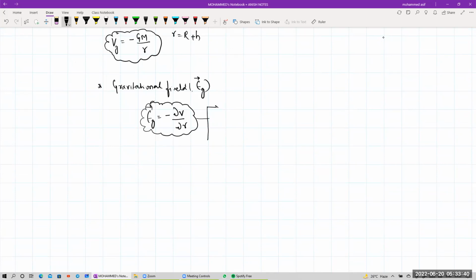If I'm talking about the gravitational field along the x-axis, this will be equal to minus the partial differentiation of the potential with respect to dou x. If I'm talking about the gravitational field along the y-axis, that will be equal to minus dou v divided by dou y. In the same way, along the z-axis, that will be equal to minus dou v divided by dou z. Got it? That means the total vector is represented by the formula E bar is equal to Ex into i cap plus Ey into j cap plus Ez into k cap.